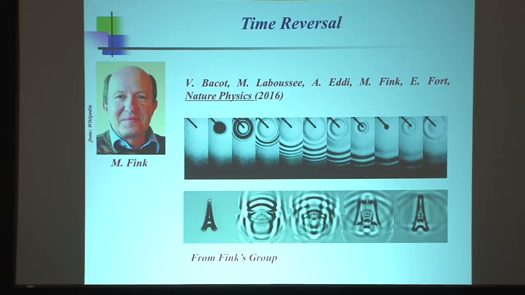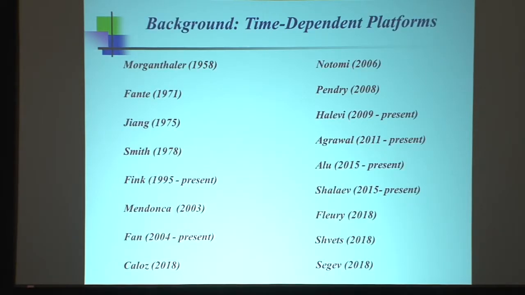So when we started looking at the literature to see what has been done, we found that this is actually a very, very rich topic. Time-dependent platforms, by the way, have a very long history in electromagnetics. In fact, the earliest paper I was able to find belonged to Morgenthaler in 1958, in which he showed what would happen if you have a medium in which electromagnetic waves are propagating and then rapidly you change the phase velocity of the medium. What would happen? And over the years, there are a lot of groups actually working on time-dependent platforms.